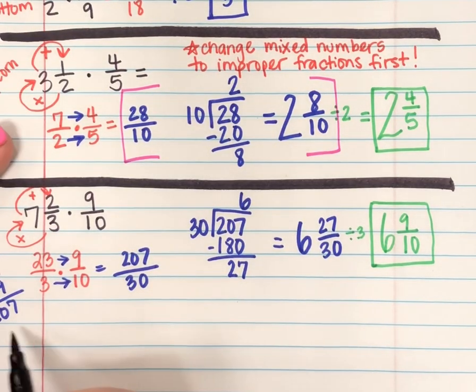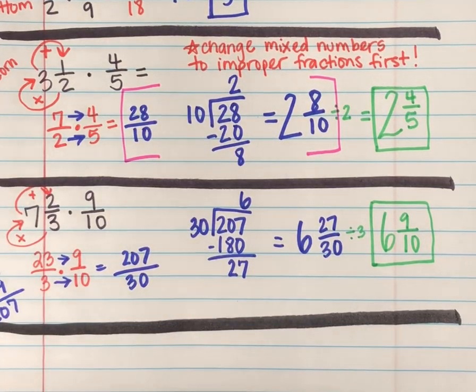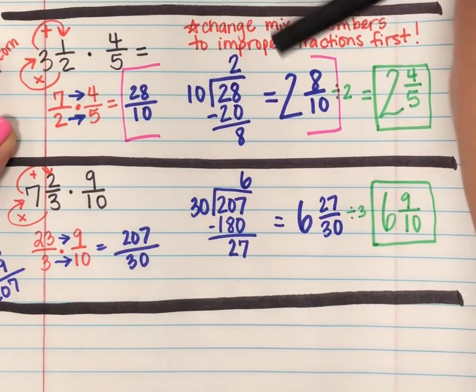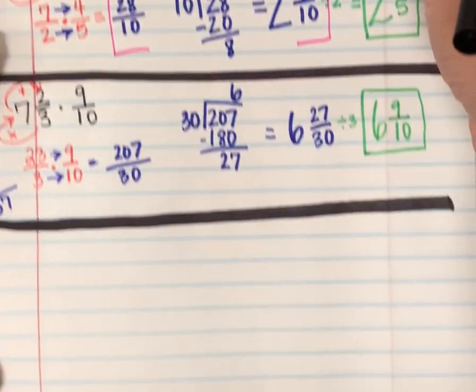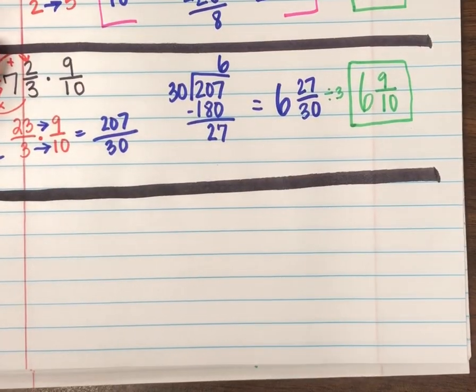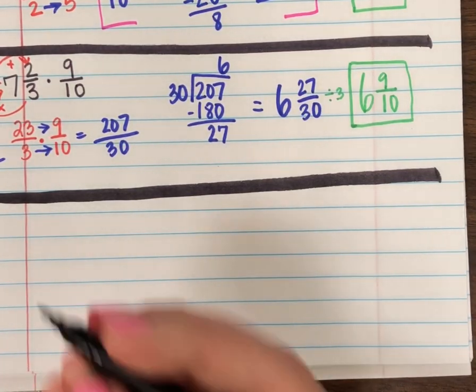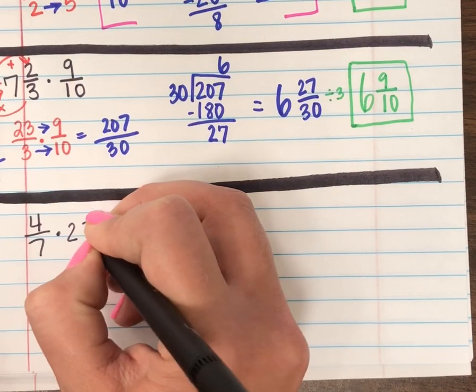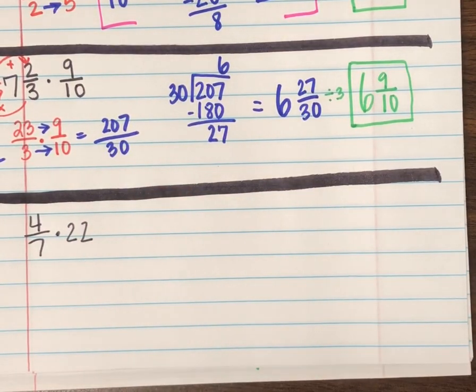All right, we've got one more example to talk through. Move my paper up just a little bit here. Awesome. Okay, so it's going to be 4/7 times the whole number, 22. So again, we need to have some fractions, and 22 is not a fraction.